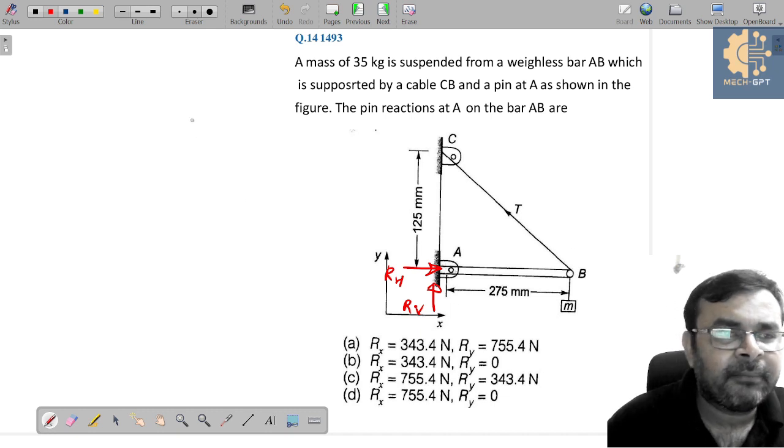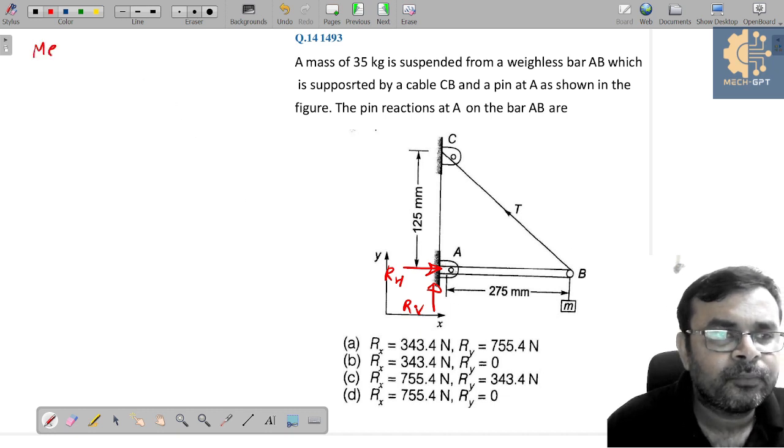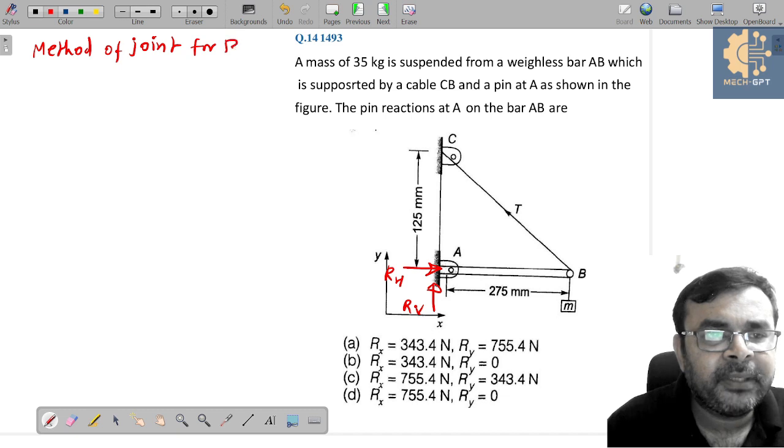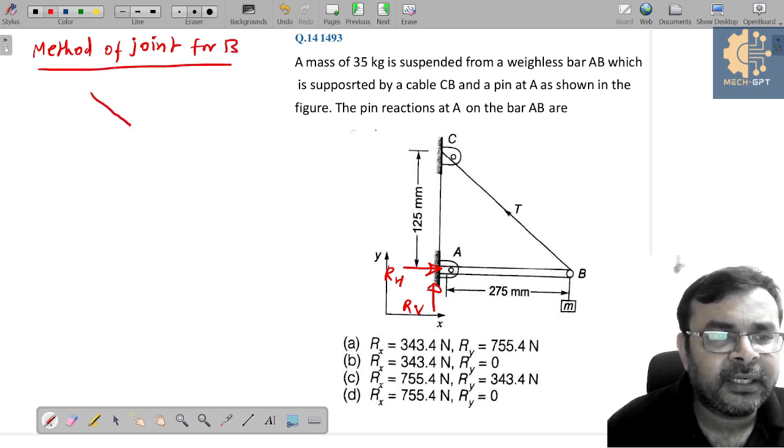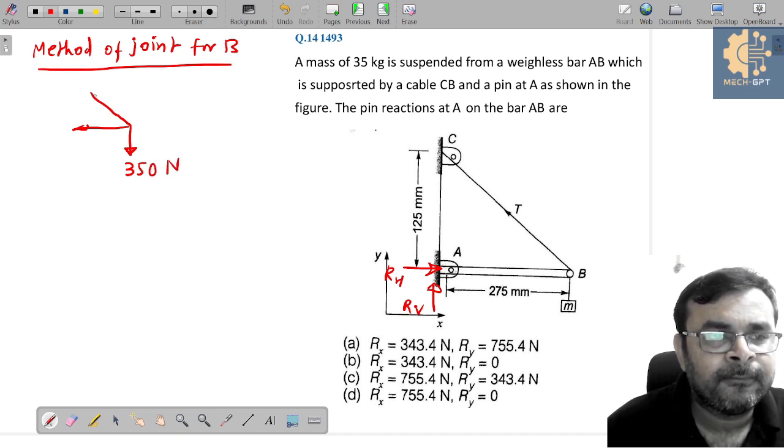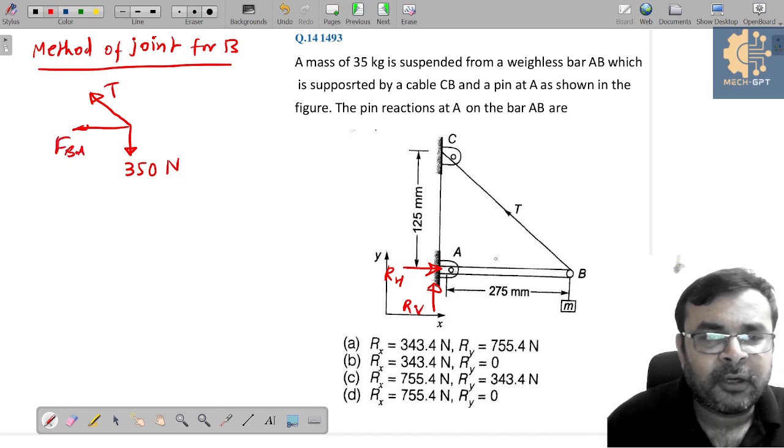So if I apply the method of joints for joint B, can I say here we have one tension, here we have another force, and here we have the weight, which is 35 kg. If I multiply with 10, then here we get 350 Newton, and here we have tension T, and here we have force BA. Yes or no? And what about the angle?